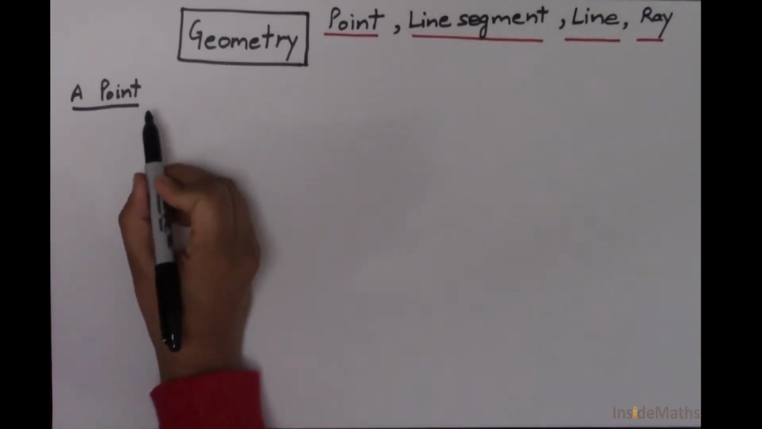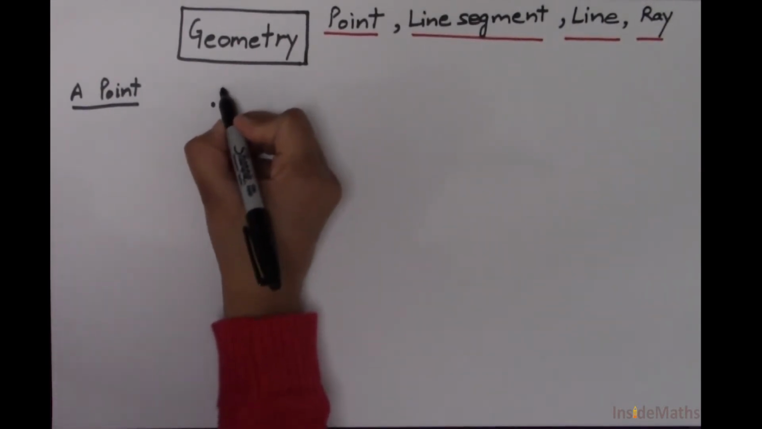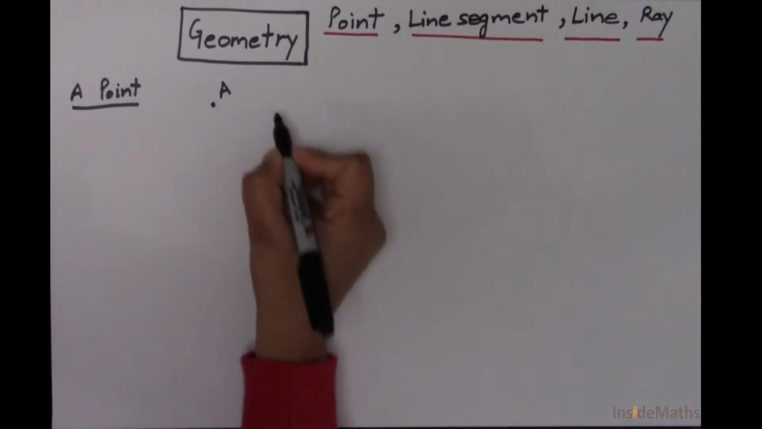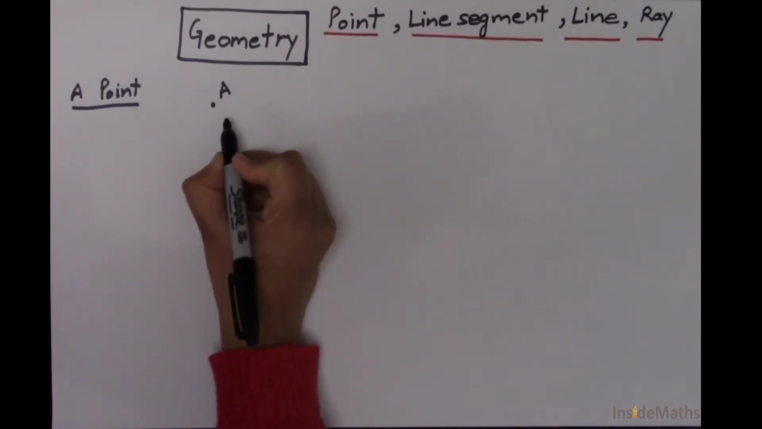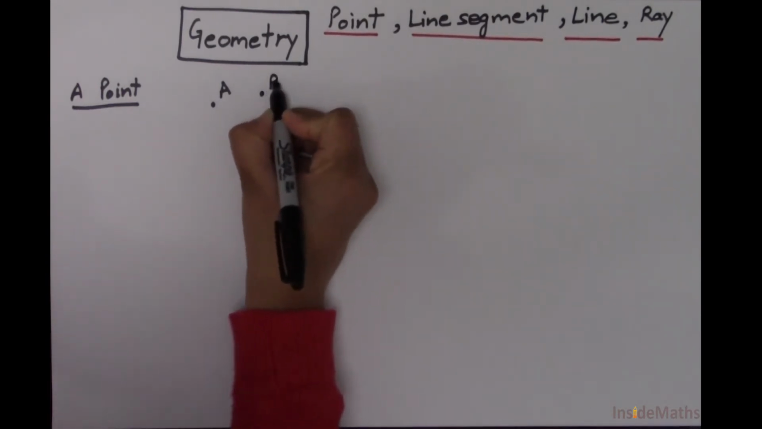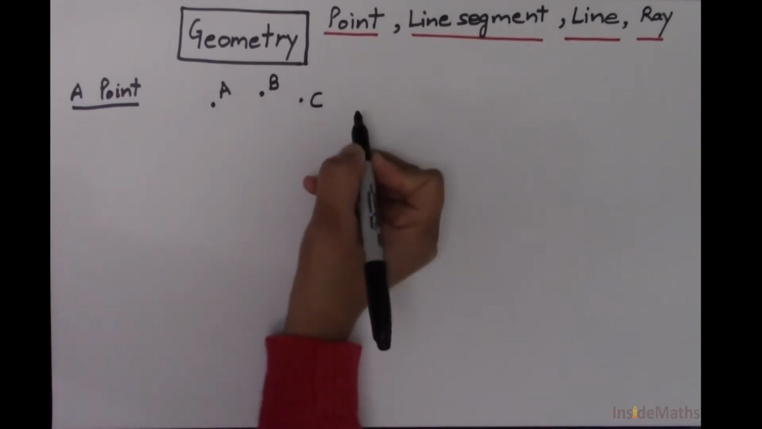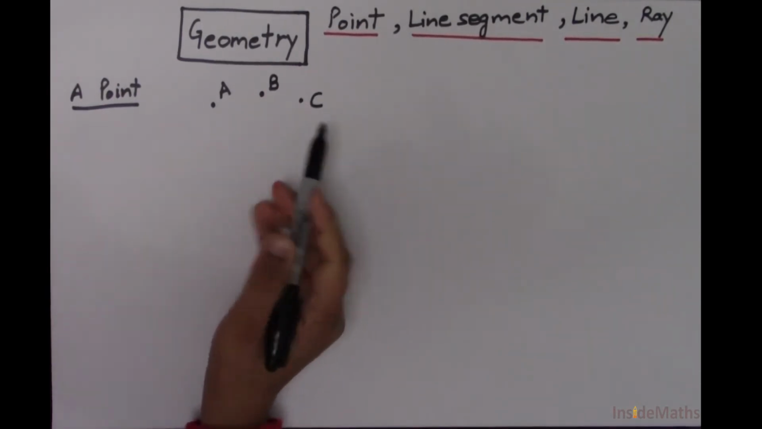A point is basically a dot which is represented by a capital letter, and it doesn't have any dimension. So this is a point, let's say point B, and let's say this is a point C. So these are the points.